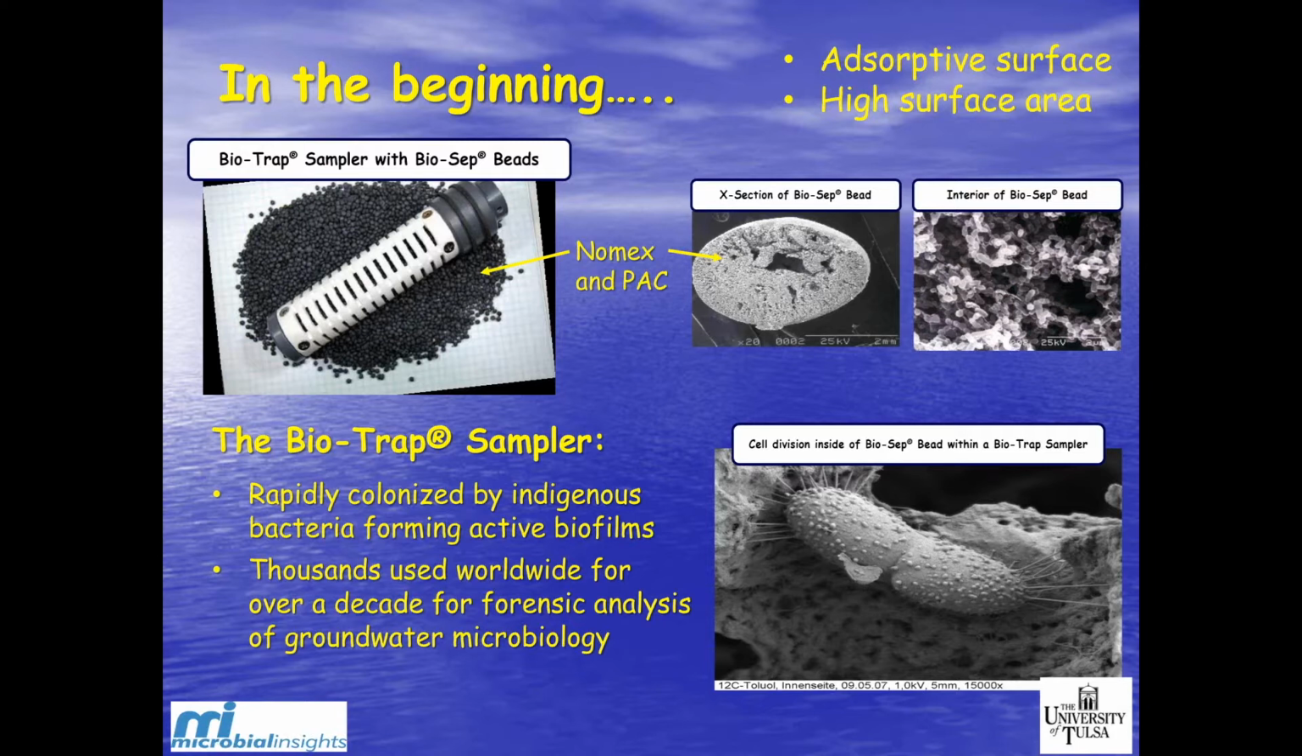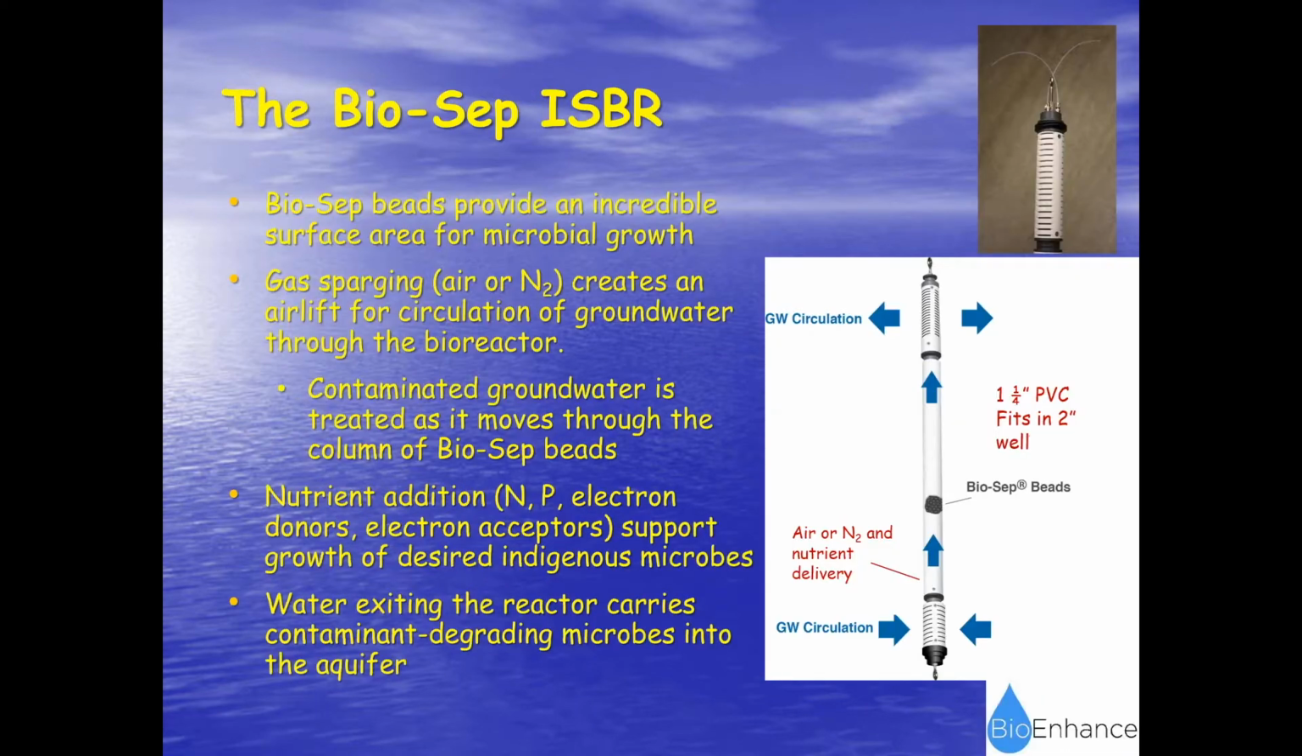So these observations have led us to the next step in the evolution of the use of these Bio-Sep beads, which is asking whether we can use these same properties, that it absorbs on its surface, the high tendency for microorganisms to grow in these beads, and develop this into a treatment process. And that's exactly what we've done with the Bio-Sep ISBR. I'd like to start with a typical diagram for what a typical ISBR would look like, and I'd like to walk you through the function of this particular device.